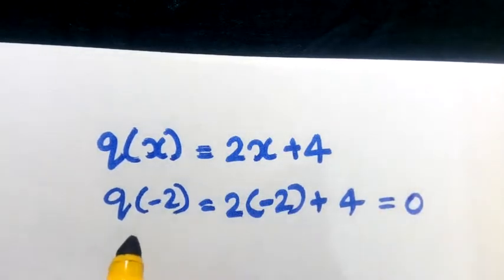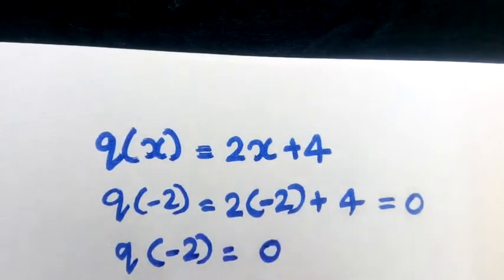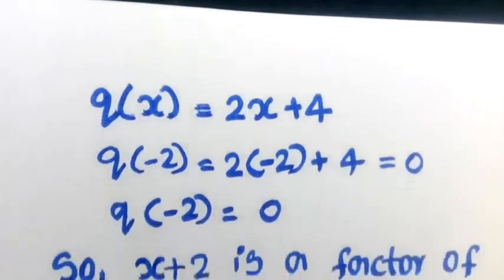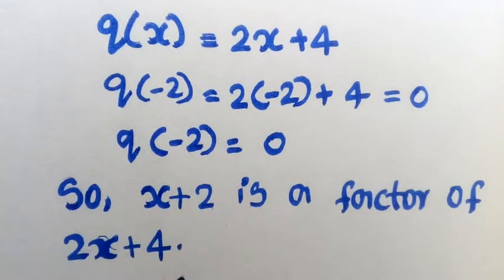Here also we got q of minus 2 is equal to 0. If instead of 0 you get any other answer, then the given expression is not a factor of the given polynomial. But here we got q of minus 2 is equal to 0. So, x plus 2 is a factor of 2x plus 4. Therefore, in this question, x plus 2 is a factor of both of the polynomials.